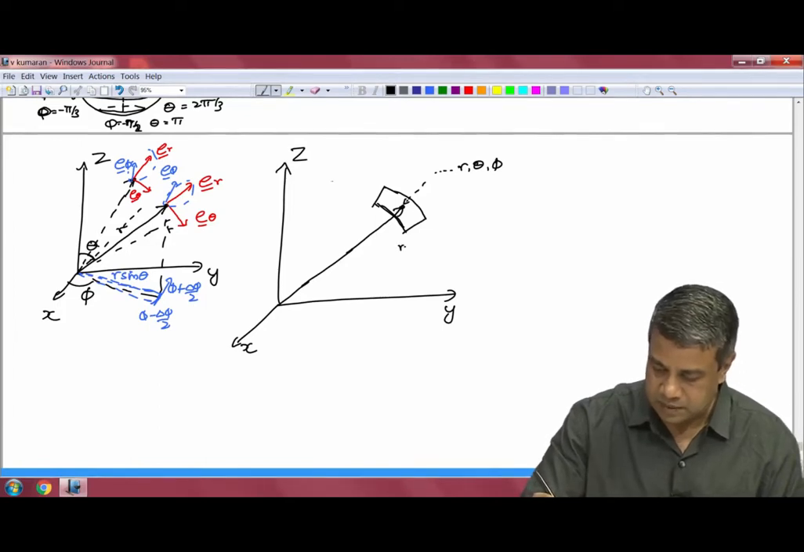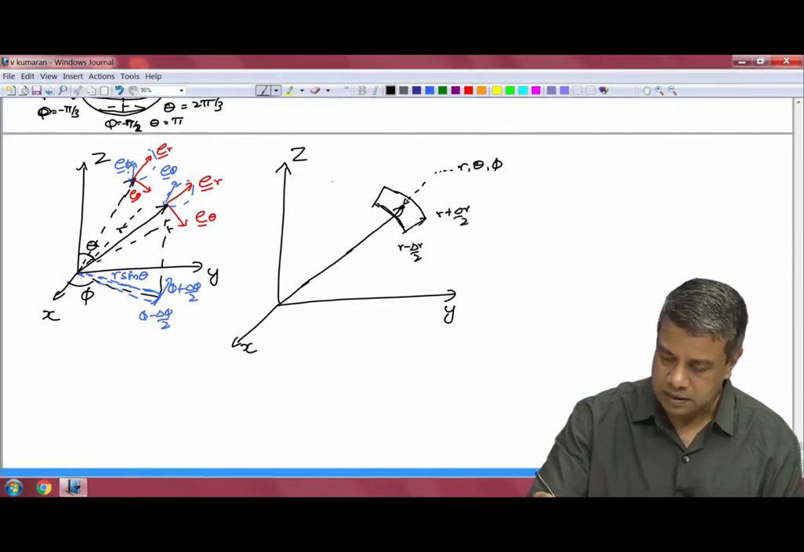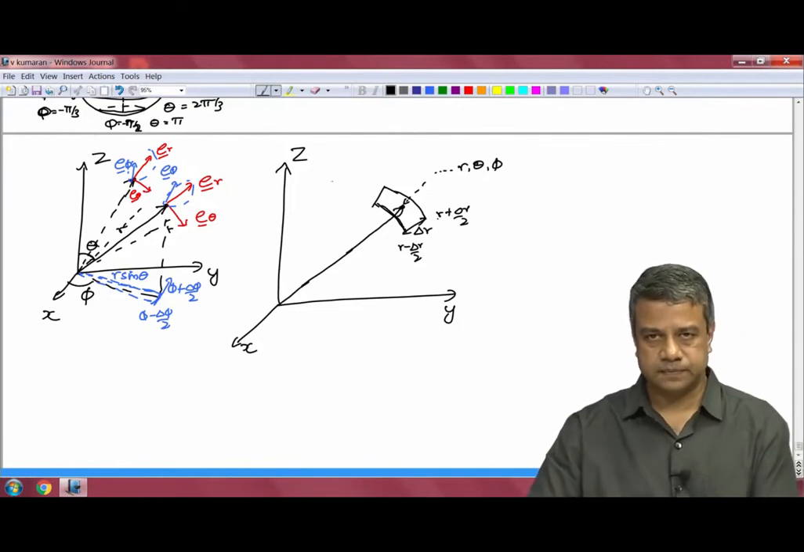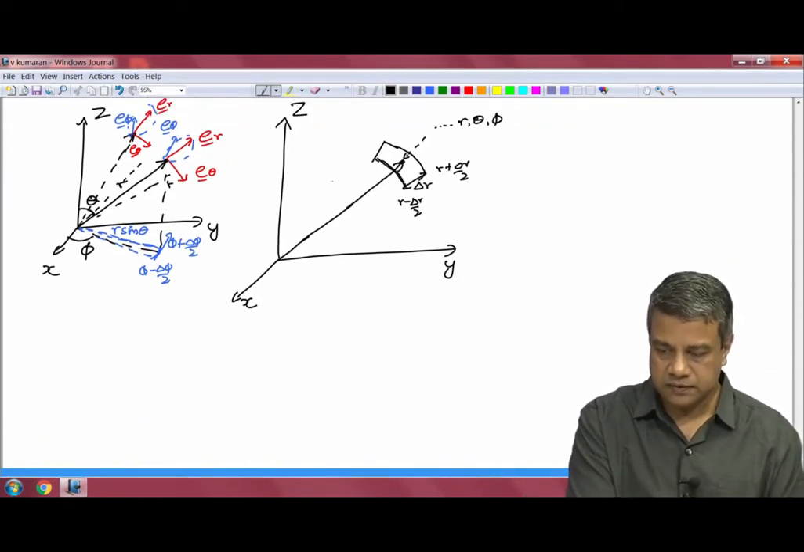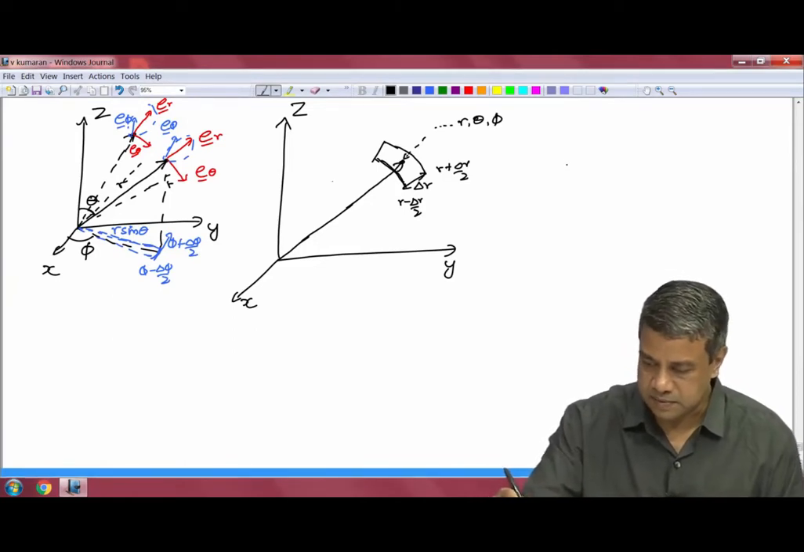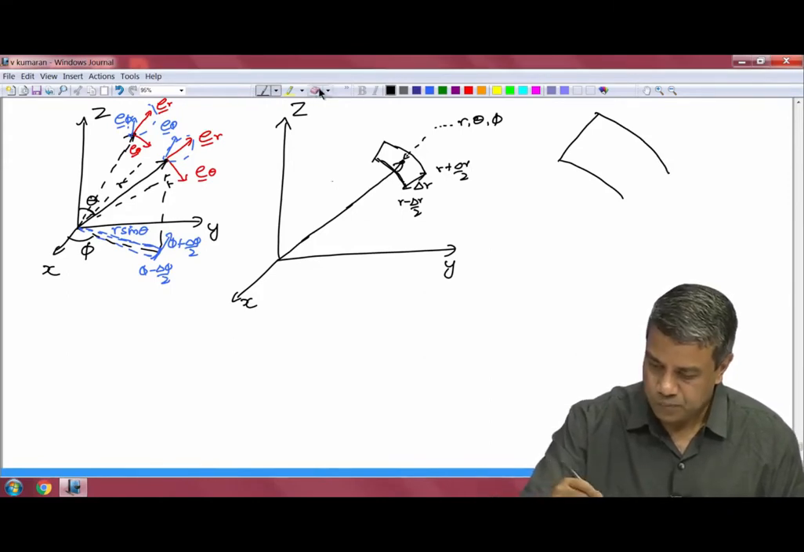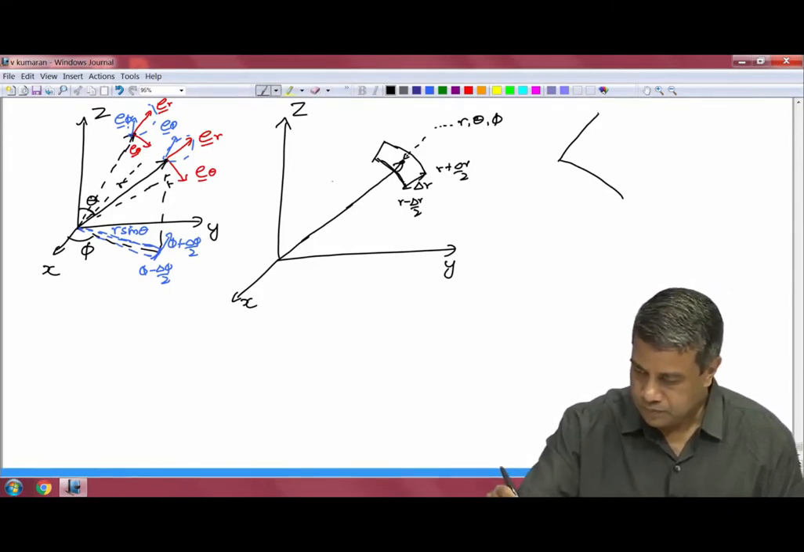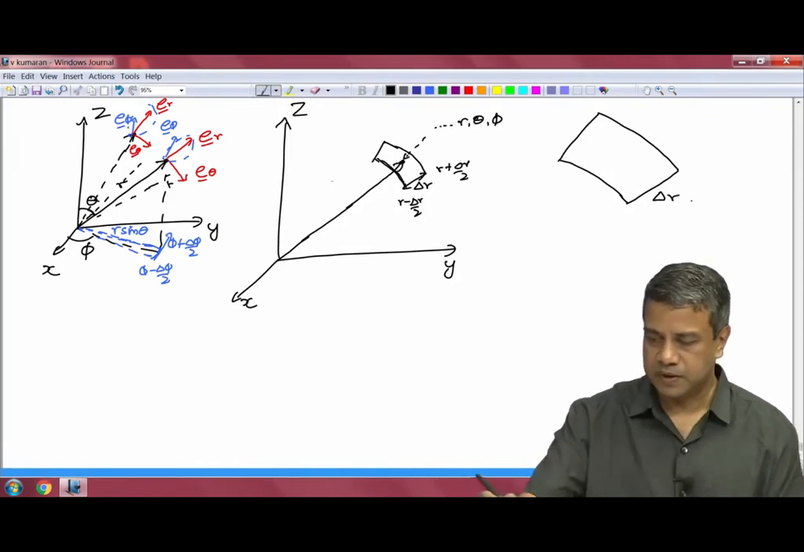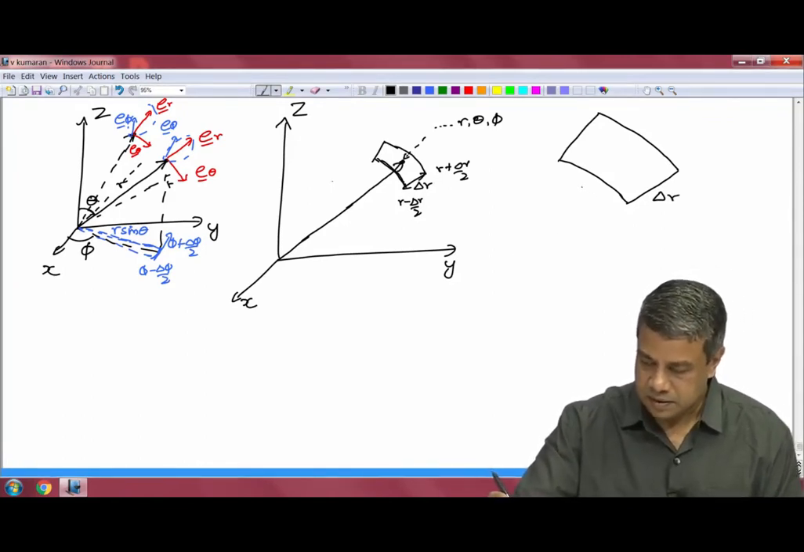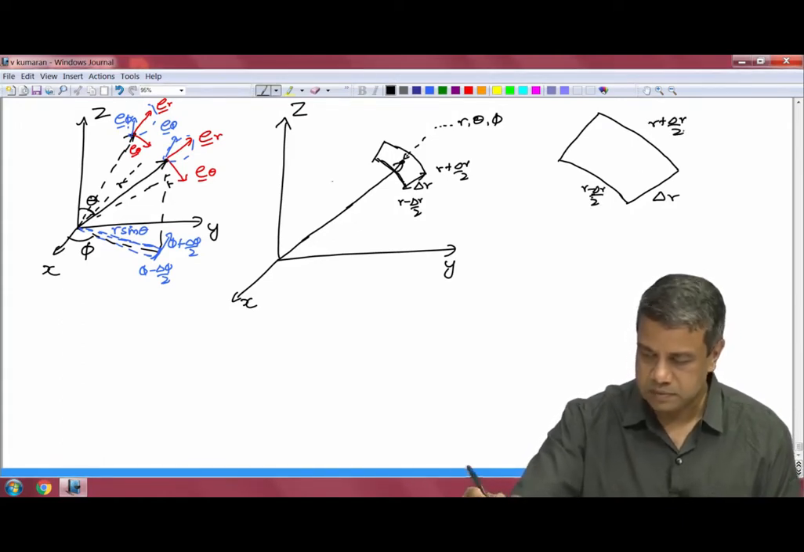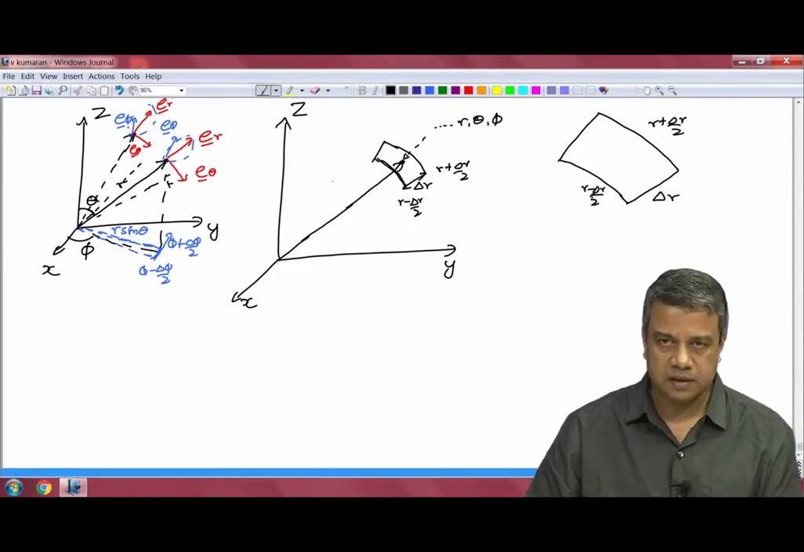The surfaces at r minus delta r by 2 and r plus delta r by 2, and this displacement is delta r. Those are the two surfaces that are perpendicular to the r direction. So, if I expand that out here, this is delta r, and this is the surface at r minus delta r by 2 and r plus delta r by 2. Those are the two surfaces perpendicular to the r direction.